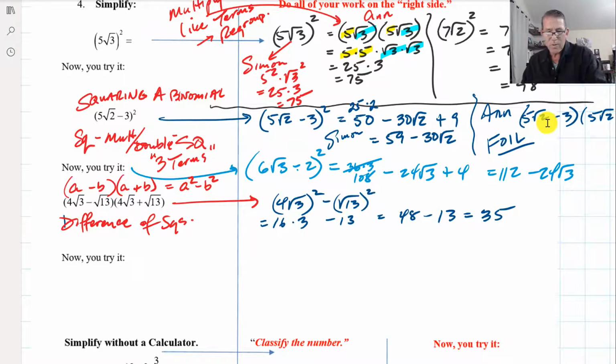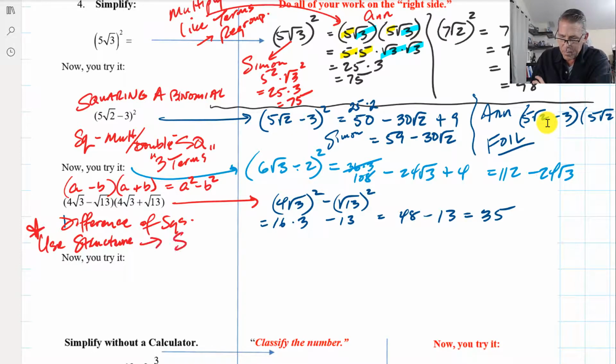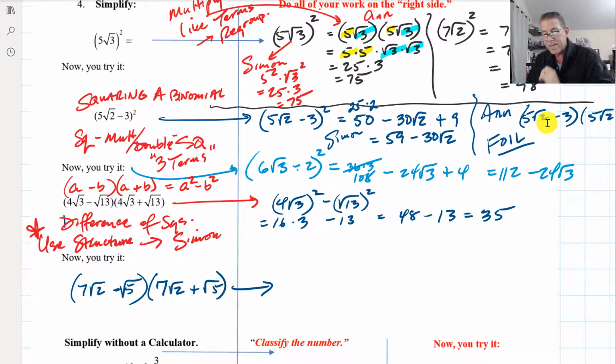Okay? So what you want to do is use structure. All right? Be like Simon. Okay, now your turn. So now let's say there's 7 root 2 minus root 5, okay? And then times 7 root 2 plus root 5. Okay, same idea. Go for it. Pause the video and try it.